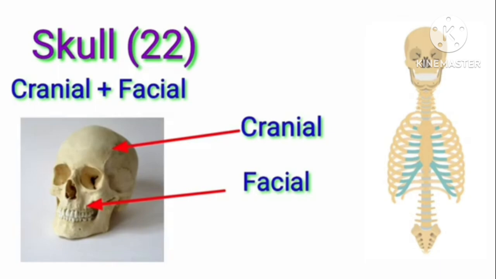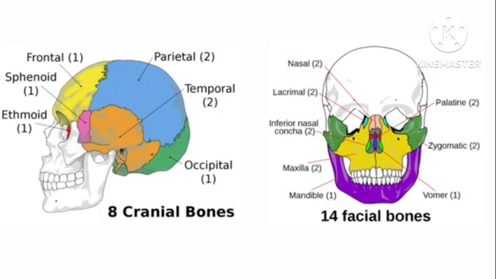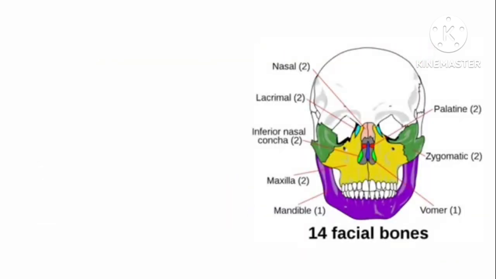After that, we'll see the other structures. You can see the images here. Now these are the 8 cranial bones and the 14 facial bones. The cranial bones are parietal, ethmoid, sphenoid, temporal, occipital, and frontal. After that we will see the structures and names of the other bones, the facial bones.